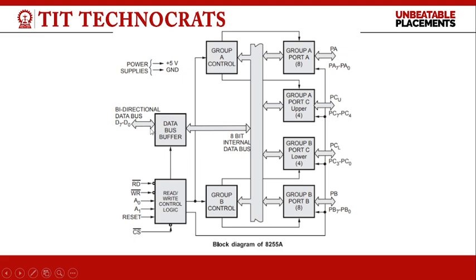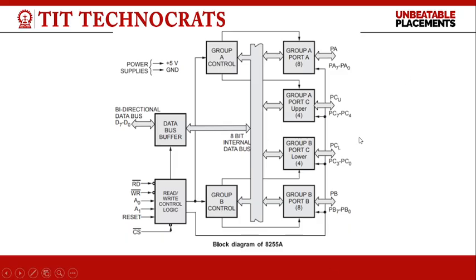That means this is the interfacing media between the microprocessor and 8255 PPI. Now 8255 PPI also has the control logic. This control logic block accepts control bus signals as well as inputs from the address bus and issues commands to the individual group control blocks.